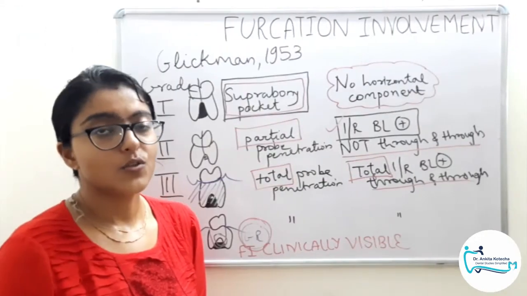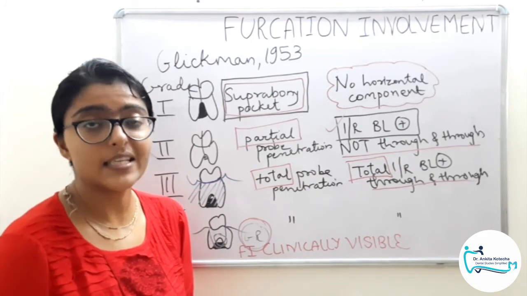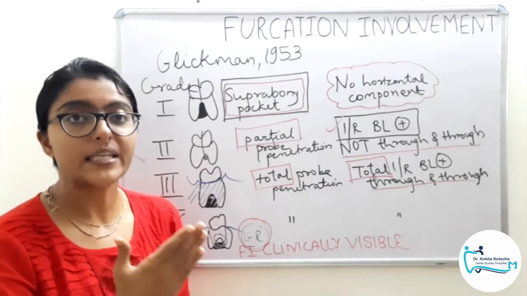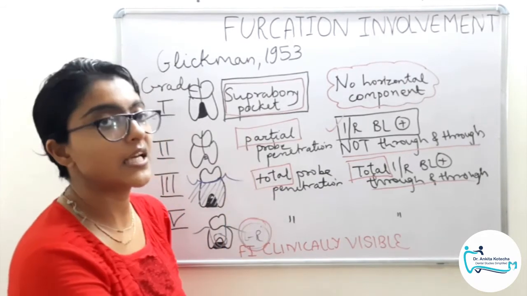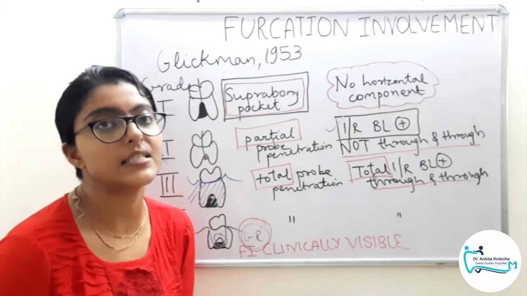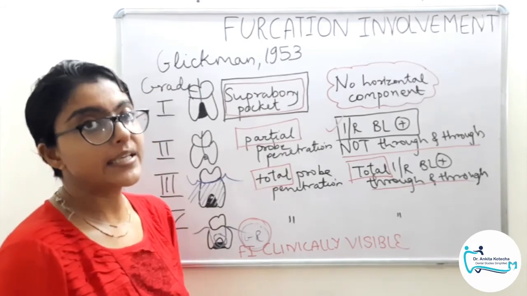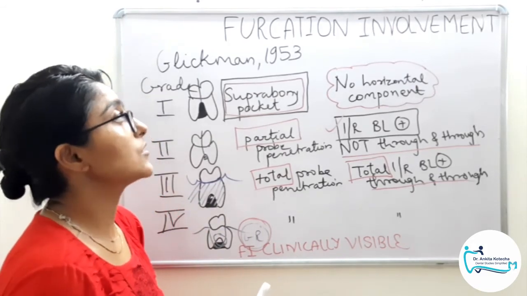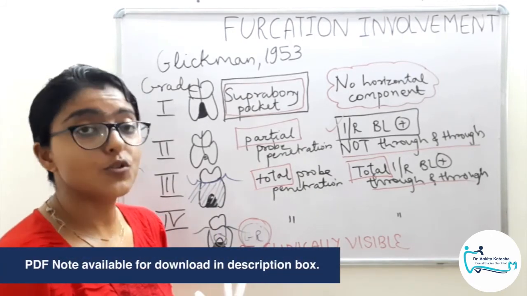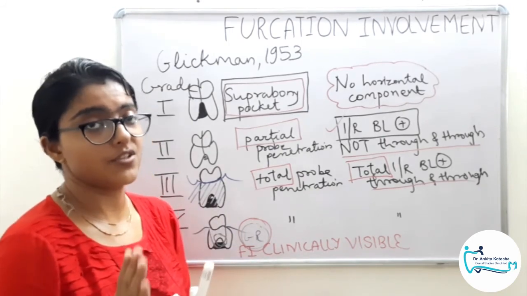This is the routine protocol. There are many other methods, many other specialized techniques available, but routinely this is the protocol. Clinical assessment by Nabers probe and applying any one of the classifications, whichever is implemented in your institution, in your clinical setup. For us it was Glickman's classification, and followed by radiographs. So this completes the topic furcation involvement. I hope the technique to assess the furcation involvement, the classification to record the furcation involvement is clear to you all.